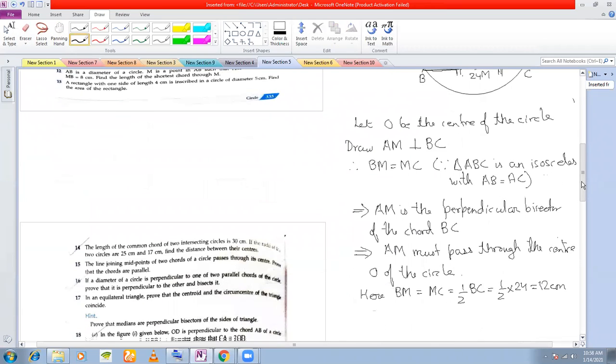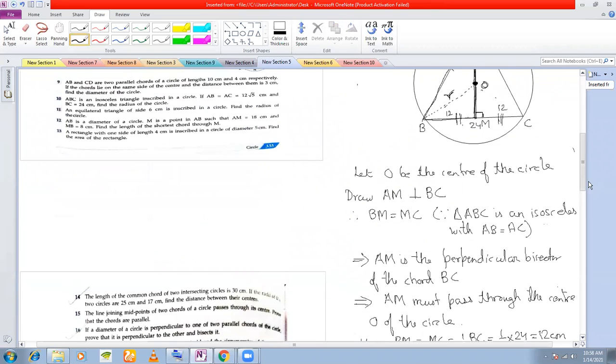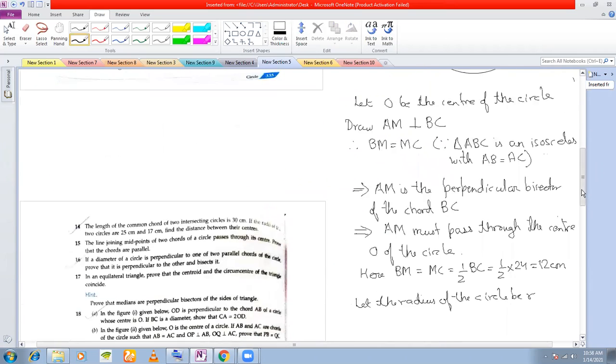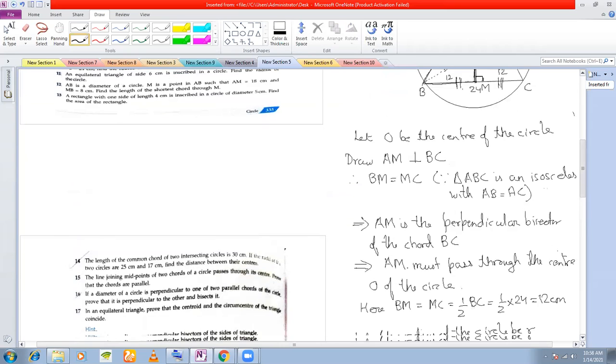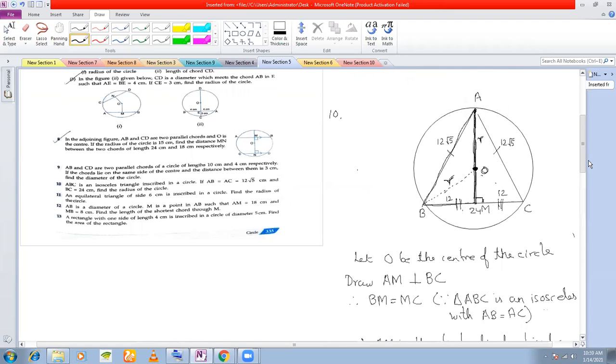And I assume, let the radius of the circle be R. Therefore, what if the radius of the circle is R? That means OB, this dotted line that you see, is also R. OA is also R. So you write OA is equal to OB is equal to R. Okay, so both are equal to R.